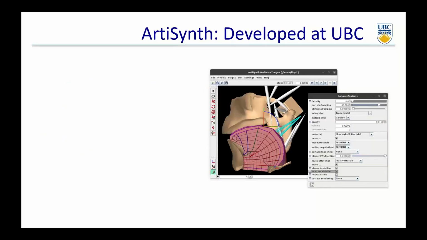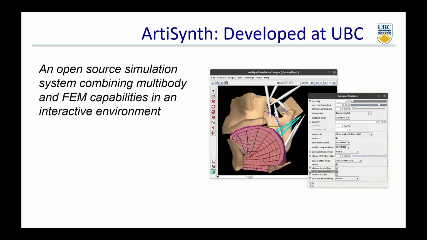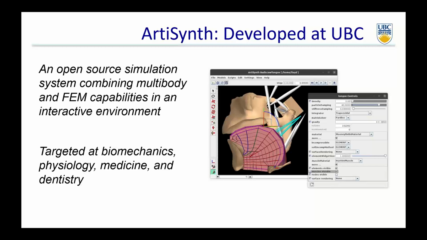Okay, so ArtiSynth is a simulation platform developed at the University of British Columbia. It's been an ongoing project for a number of years, and its principal purpose is to combine multi-body and FEM simulation in an interactive environment. So it is largely targeted at applications in biomechanics and biomedicine, etc., but it is applicable to any system that is represented using Lagrangian mechanics.